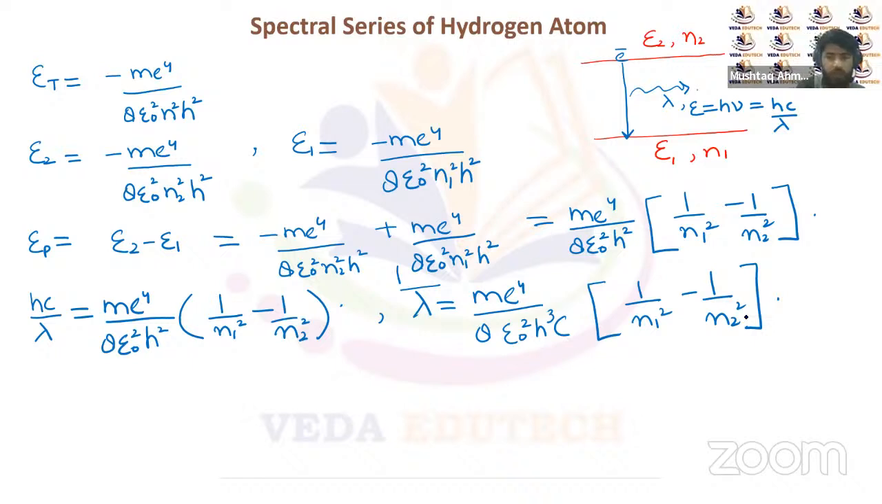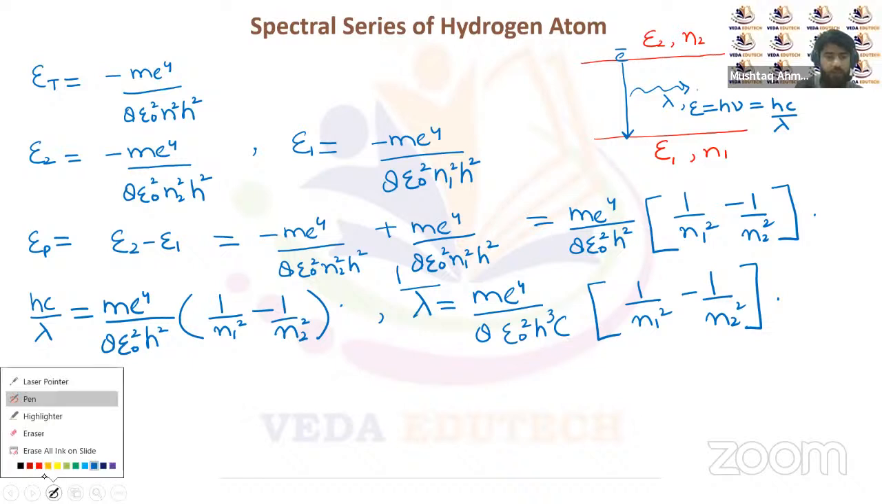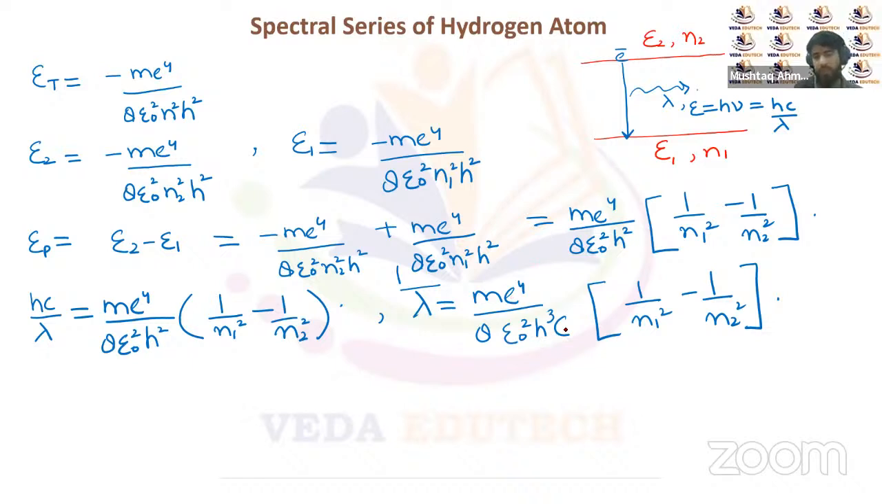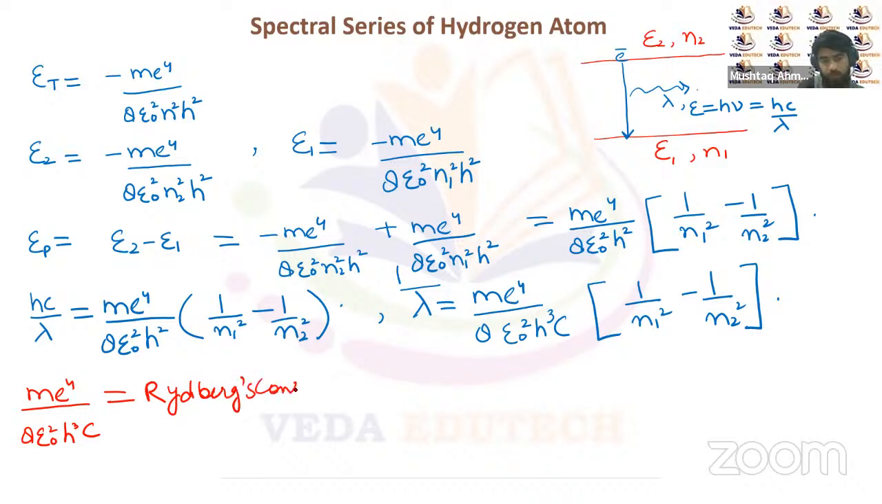upon n2 square. Now here we can see that m, e, epsilon naught, h, and c are all constant values. So we can write this constant value as me to the power 4 over 8 epsilon naught square h cube c. This constant we call Rydberg's constant, and its value is approximately equal to 1.1 into 10 to the power 7 meter inverse. So this is the value of Rydberg's constant.